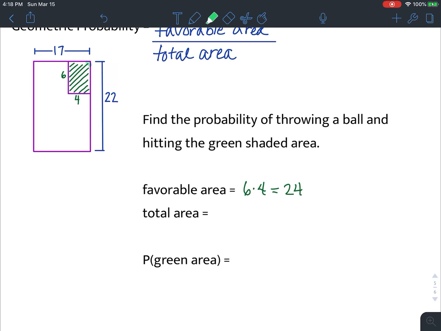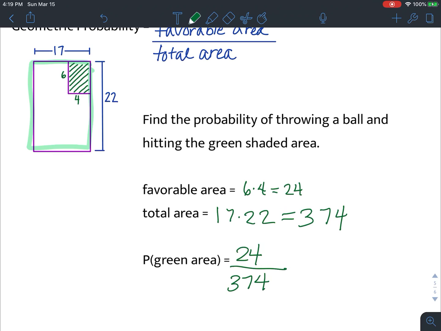The total area is the area of this entire purple rectangle that includes the green area and the other stuff. And that will be 17 by 22. So let's see what 17 times 22 is. It is 374. So then the probability of the green shaded area is 24 over 374. And as a decimal, that's 0.0642.